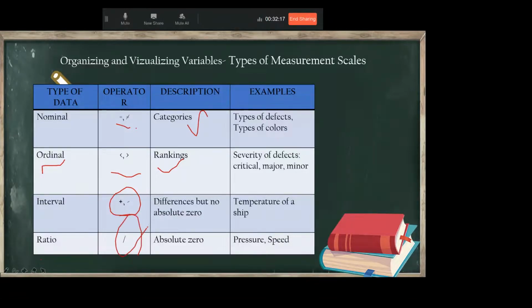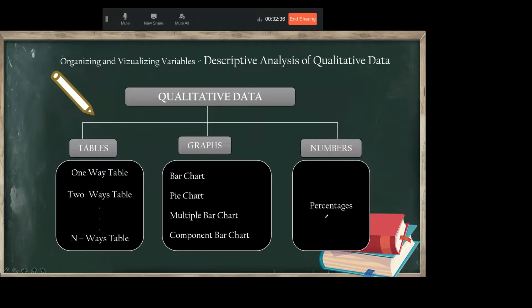It can be any number, but it should have an absolute zero. For example, when the speed is zero, it means nothing, right? You are static. You are standing at one point. Similarly, when the pressure is zero, it means you are not feeling any pressure. Now, let's see how to analyze the data. As I told you, we can analyze the data, but before that, we need to present the data. So how to describe the analysis of qualitative data.